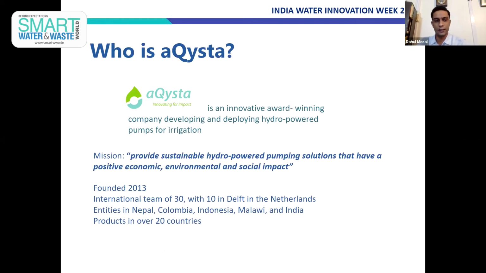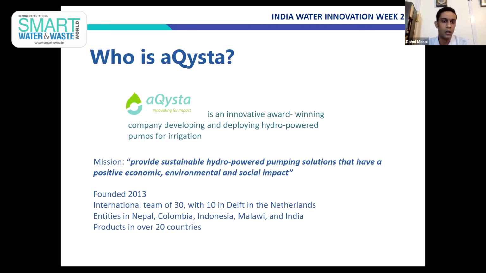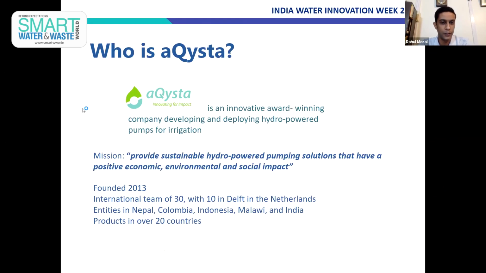Who's Akista? I'd like to take the time here to introduce our company. We are a company developing and deploying hydropowered pumps for irrigation. Our mission is to provide sustainable hydropower pumping solutions that have a positive economic, environmental, and social impact. We were founded in 2013 in the Netherlands, and we have a team of 30 people, with 10 of us in the Netherlands and the rest divided between our entities in Nepal, Colombia, Indonesia, Malawi, and India, India being the newest entity. We have products in over 20 countries.